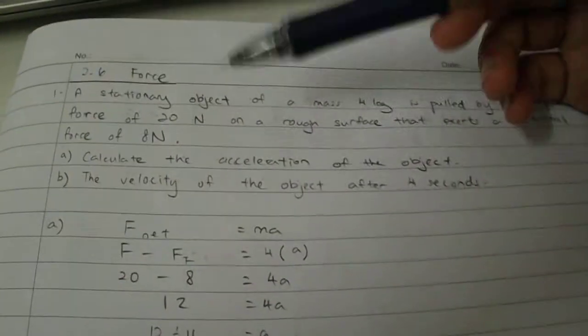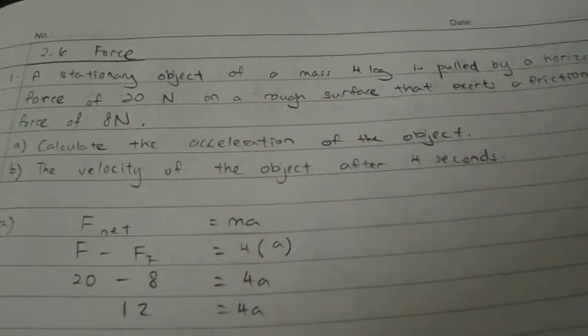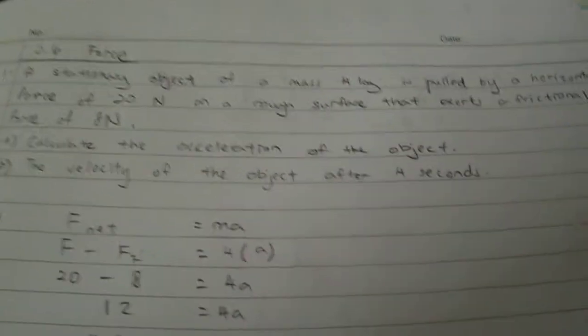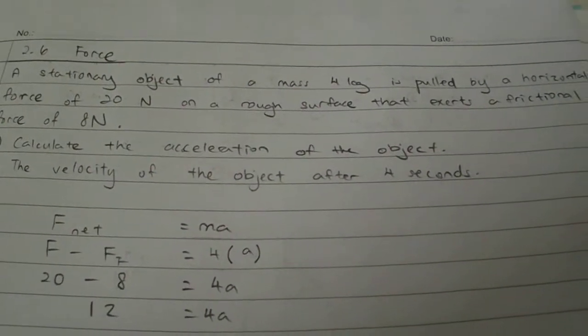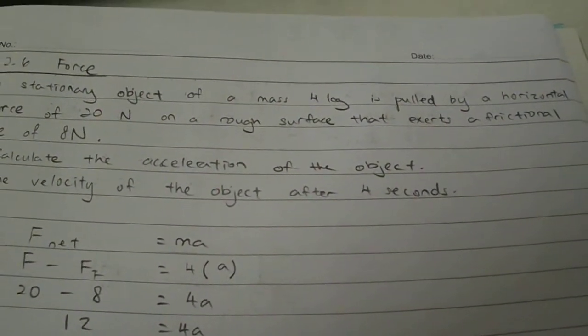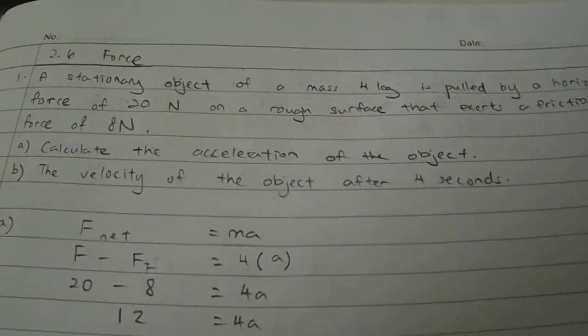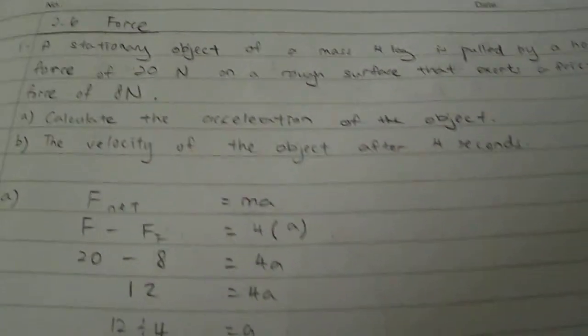So yeah, the question is: a stationary object of mass 4 kg is pulled by a horizontal force of 20 Newton on a rough surface that exerts a frictional force of 8 Newton. So the first question is to calculate the acceleration of the object.